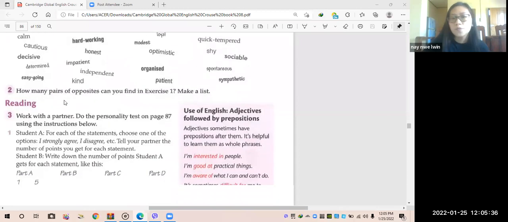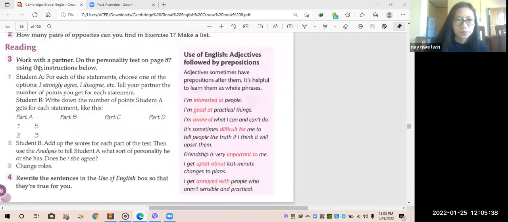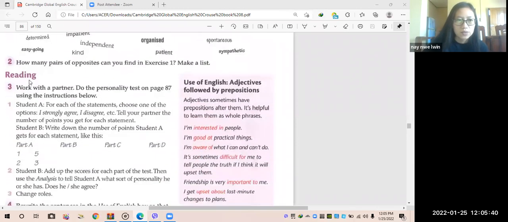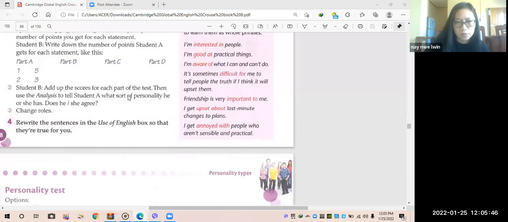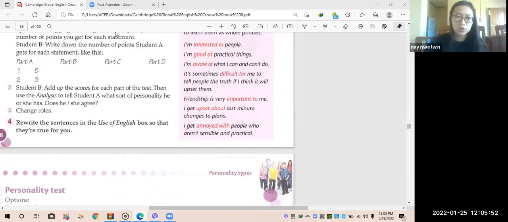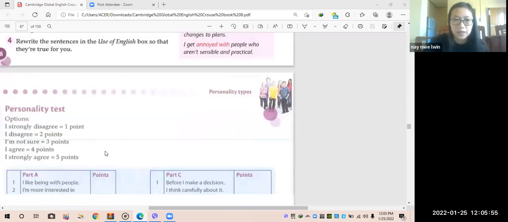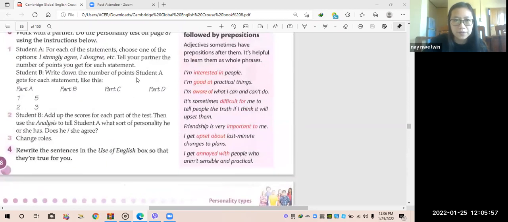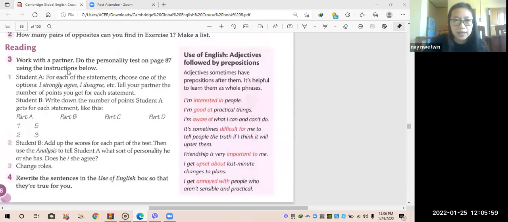Okay, so let's move to reading. Number 3, reading. Work with a partner and do the personality test on page 89. It means this page. You see the instruction below: for each of the statements, choose one of the options, I strongly agree, I disagree, etc.